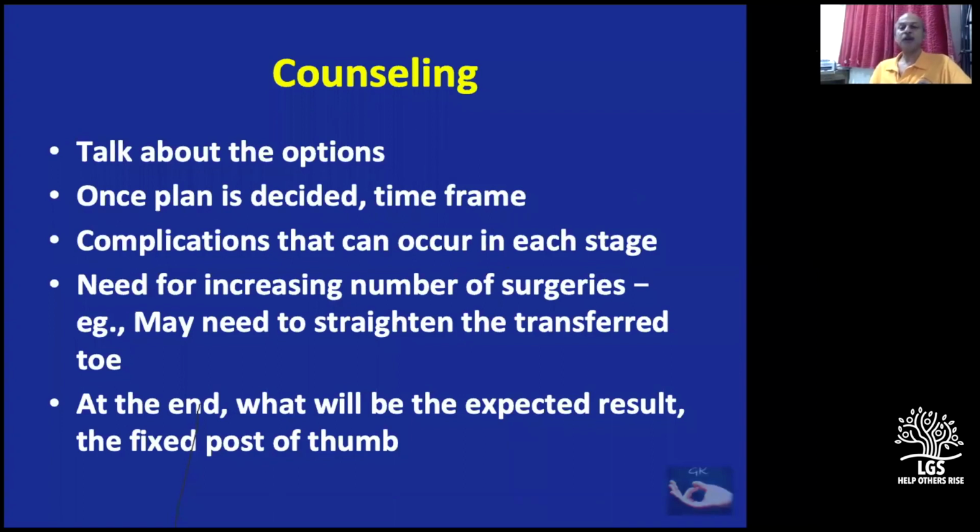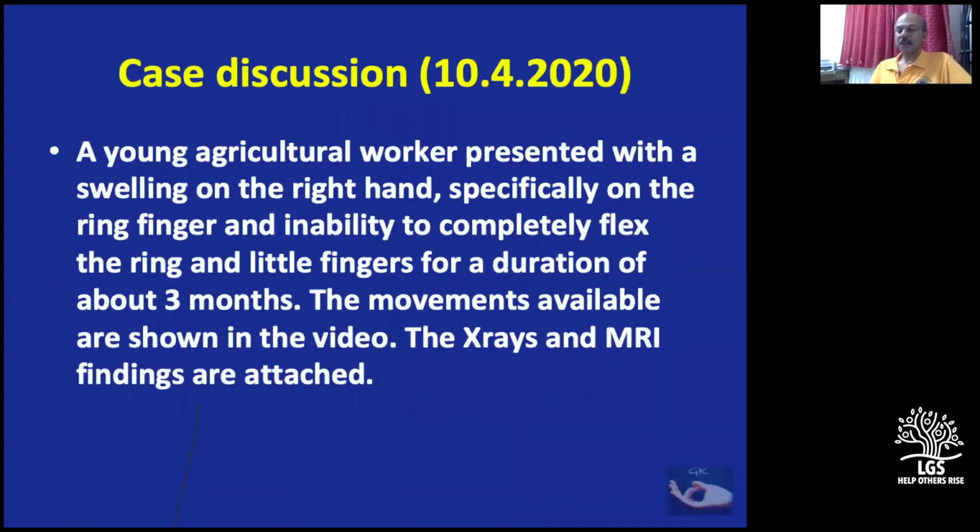And at the end, what will be the expected result and the fixed posture of the thumb? Sometimes what we do, even this was discussed in the WhatsApp group, about the training flange. What we would do is we would fix a POP on this side, a fixed POP like a thumb, and ask the patient to move the fingers towards and touch that POP. We call this a training flange for the thumb. And the patient must understand how his thumb is going to behave. So that was the discussion about the amputation thumb.